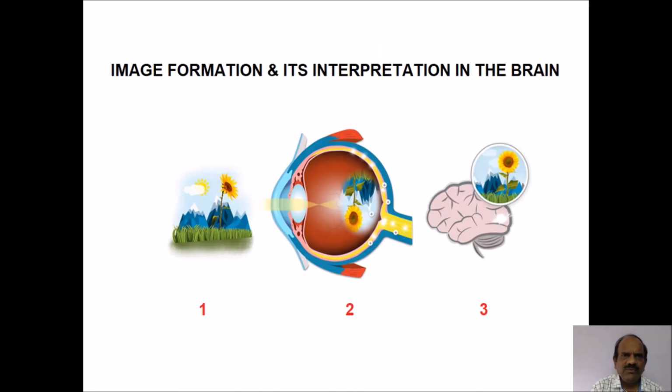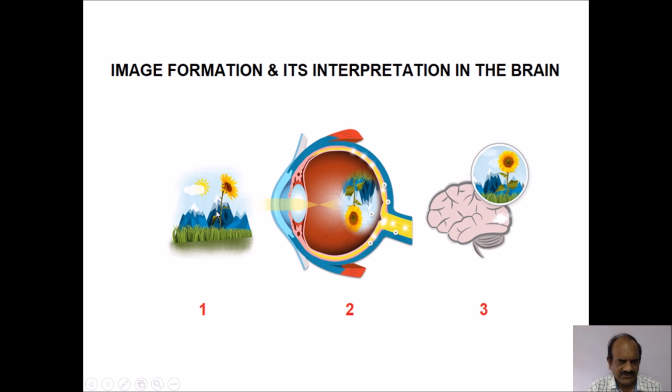Coming to how this image is formed and how it is interpreted in the brain. Now suppose that we are looking at this object 1. The light rays pass from the corneal surface, then through the lens. As we have seen, this is a biconvex lens, and here the image is formed on the retina. Now remember, this image which is formed on the retina is an exactly opposite mirror image of this.